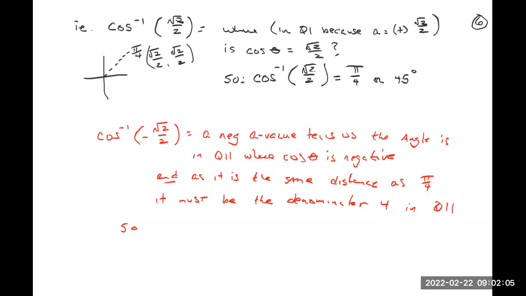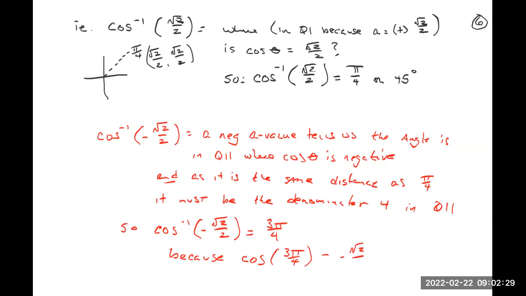so the arc cosine of negative square root of 2 over 2 would be 3 pi over 4, because cosine of 3 pi over 4 is negative square root of 2 over 2.